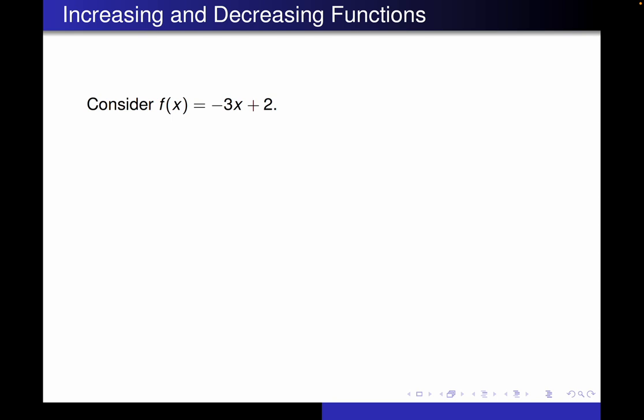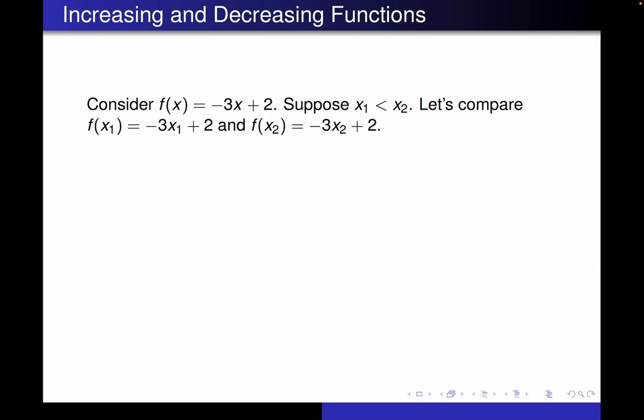So if we're looking, say, at the function f of x equals negative 3x plus 2, back in our calculus days, we could say this is a decreasing function because the slope is negative 3, our derivative is negative 3. Anytime we have a negative derivative, we have a decreasing function. But let's see what happens when we try to put this through the definition of increasing or decreasing. So we're going to assume that x1 is less than x2, and let's say we're not sure whether it's increasing or decreasing. We want to see if f of x1 is less than f of x2 or vice versa.